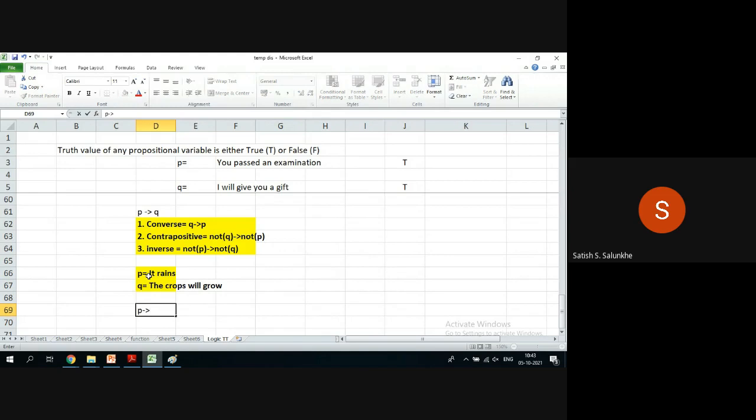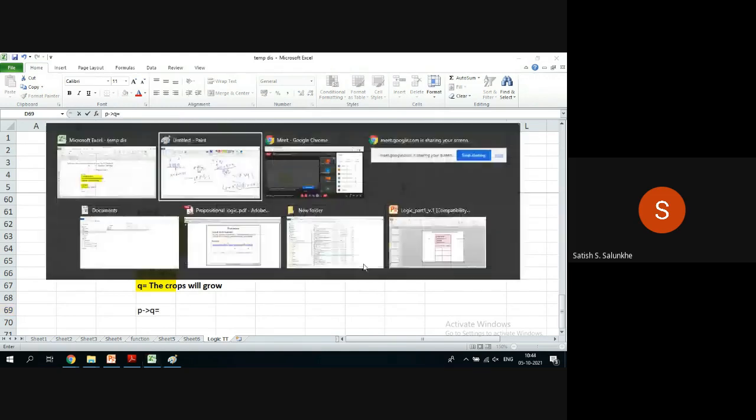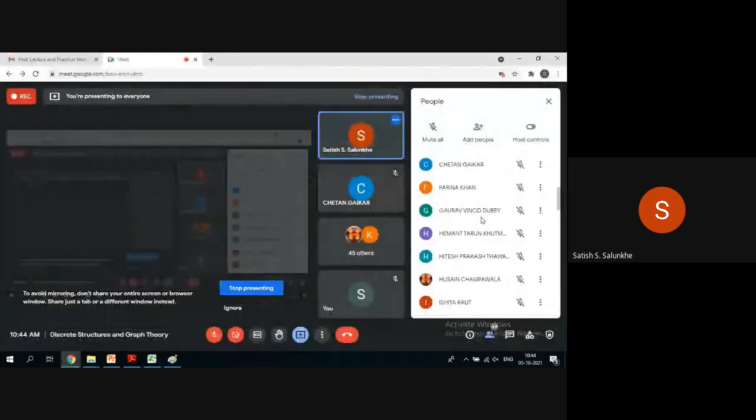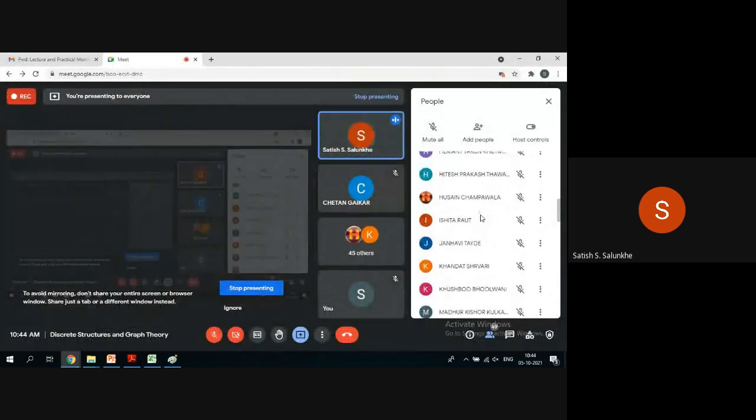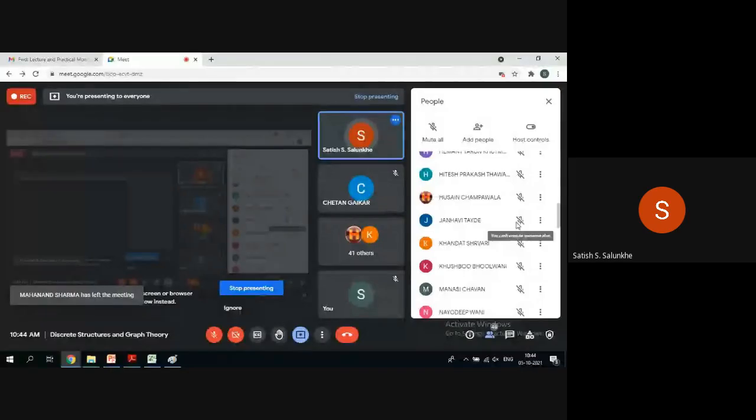What is P implies Q? What is the statement? I need one volunteer to tell me. So let Ishita unmute yourself. Ishita Raut. Ishita Raut, please unmute. Janvi Taide, unmute yourself. Yes, sir. Yeah.